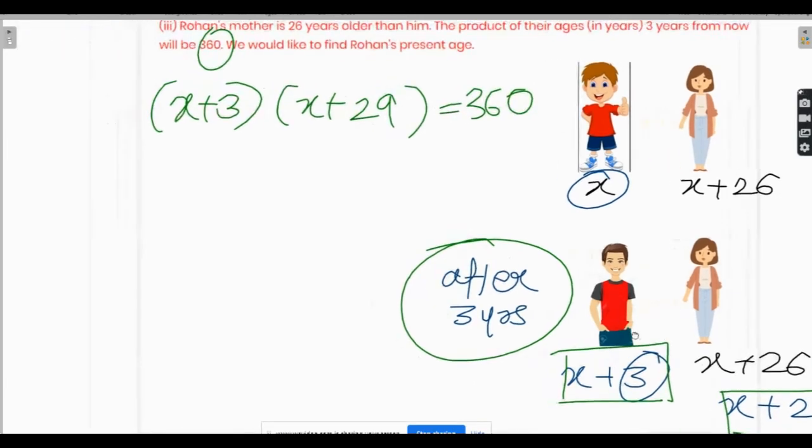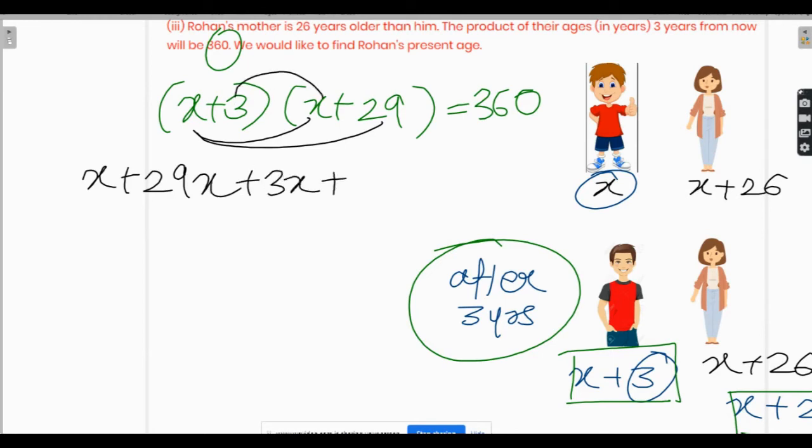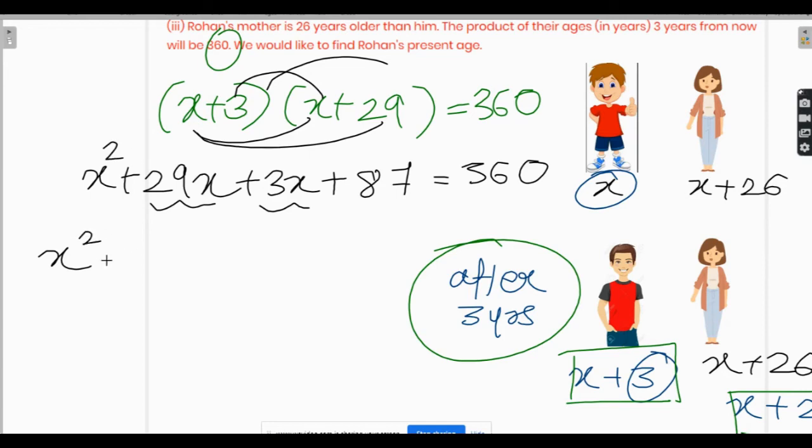Now again the same thing, bracket multiplication, you all know how to do that. x into x, x into 29. Then what next? 3 into x and 29 into 3, 87 is equal to 360. Okay, 29 plus 3, this is x into x, x square. 29 plus 3, 32.